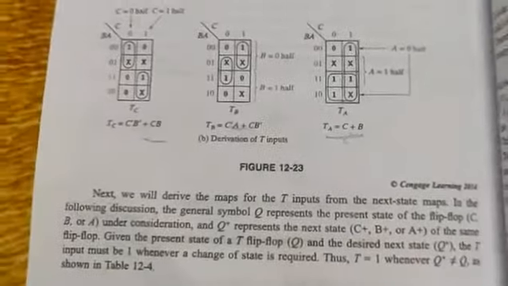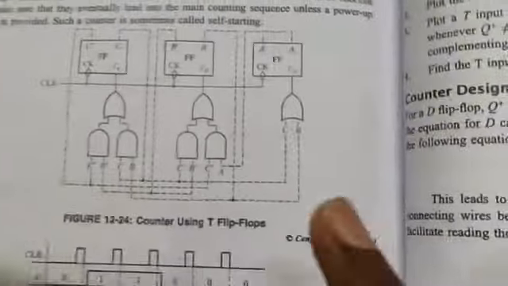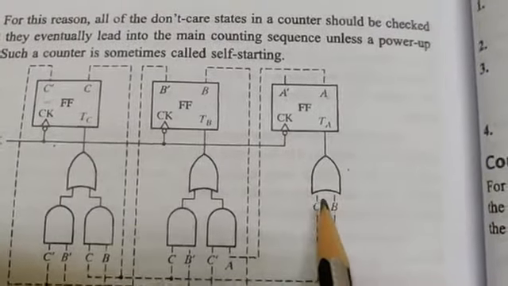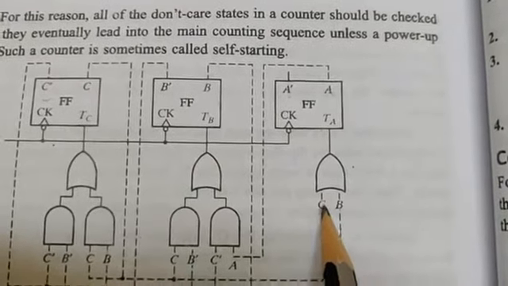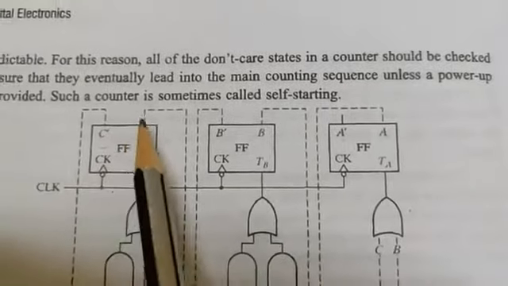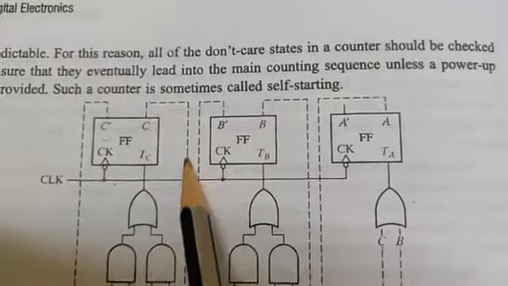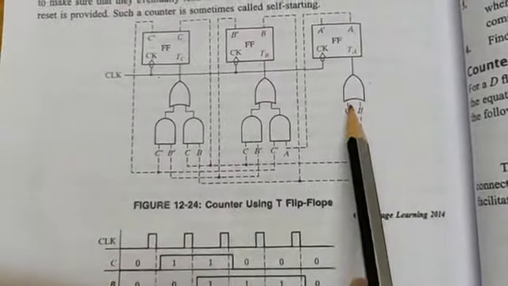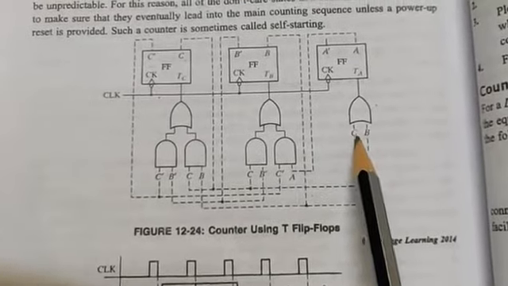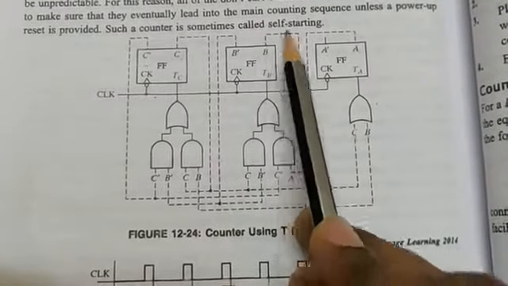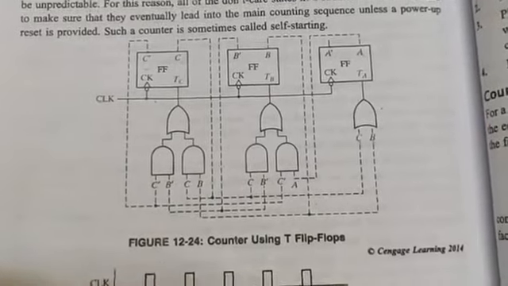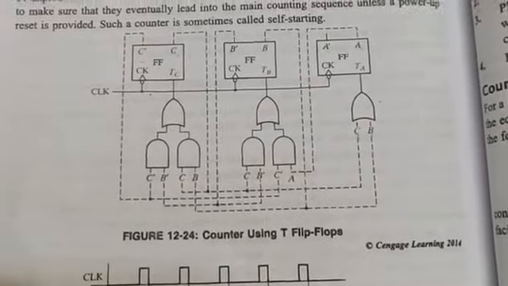Plus means OR gate, so they have drawn an OR gate. C plus B means one connection is taken from C. Where is C? Here it is. Take a connection from this to here. This is C. And for B, take a connection from here to here. So TA is done. Now what is TB?